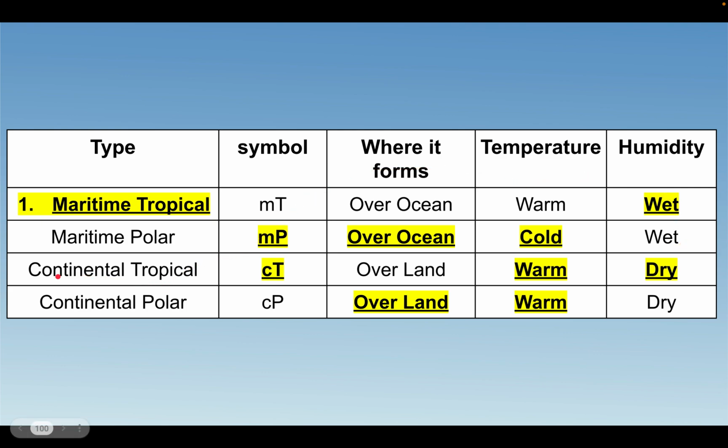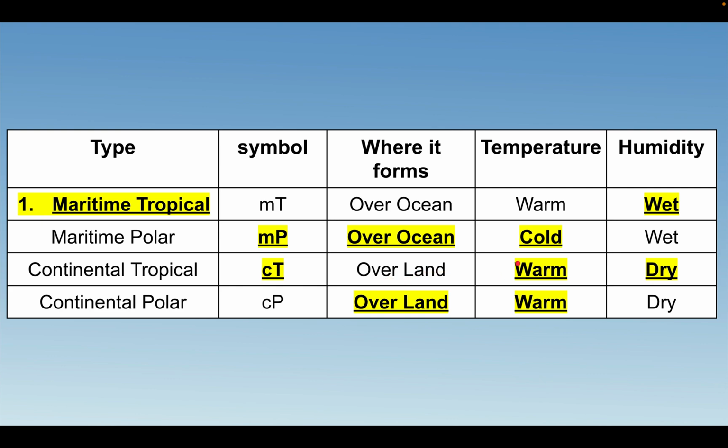Okay, up next is continental tropical. The symbol for this is cT. Lowercase c, uppercase T. Where continental tropical forms is over land. We have a little bit of a change here. Remember, continental means continent, right? That means land. So continental tropical will form over the land.